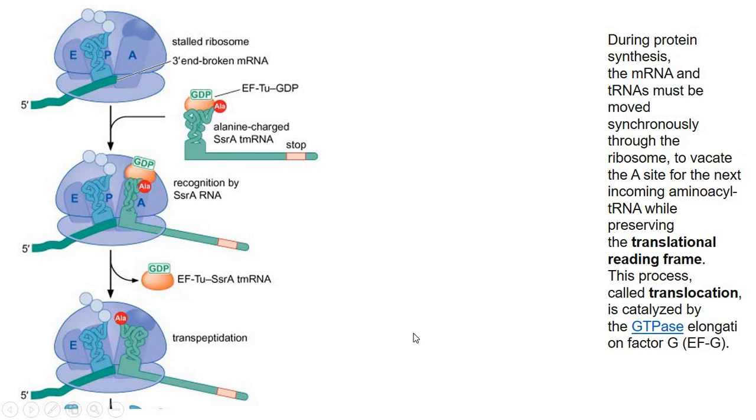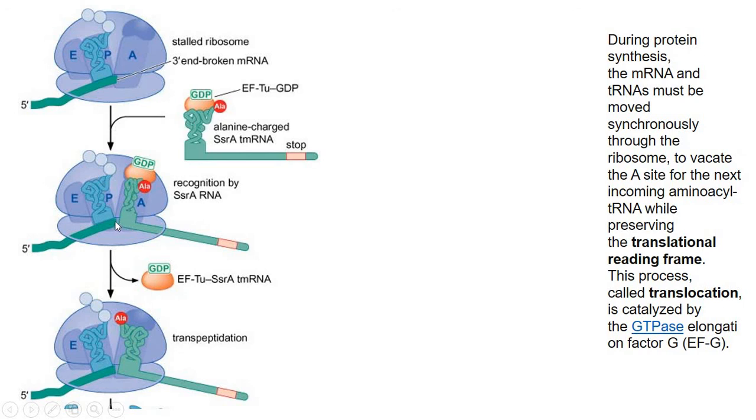So here again, this is the stalled ribosome. There is this 3' end broken mRNA. This tmRNA binds to tRNA that carries alanine along with EF-Tu GDP. It will enter the A site. Once it's recognized by SsrA RNA, it means it enters here.